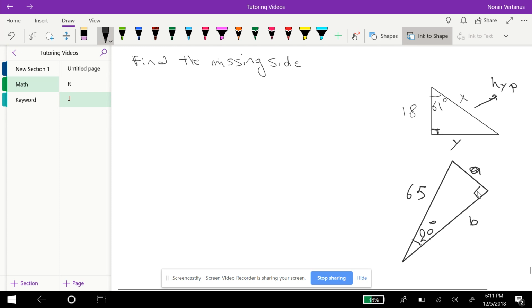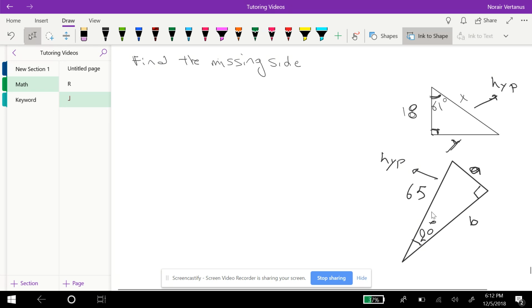Opposite to 90 degrees, hypotenuse. And then there's opposite and adjacent. Any angle that you pick, in this case we can pick this angle, opposite to that angle is this segment, which is y. It's right across, it's opposite. And when we say adjacent, it's right next to it. In this case, it's 18, whatever the unit is, centimeters, inches, or whatever.